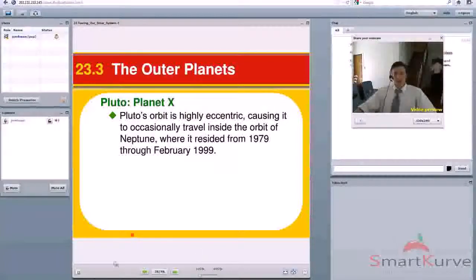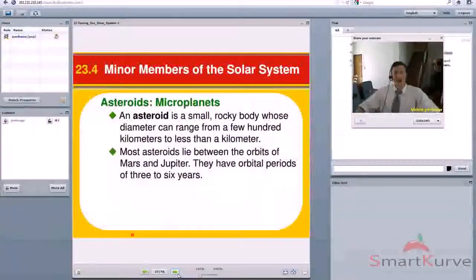Next, comets. On slide 39, comets are small bodies made of rock and metallic pieces held together by frozen gas. So frozen gases like carbon dioxide, what we would call dry ice. Comets generally revolve around the sun in elongated orbits.